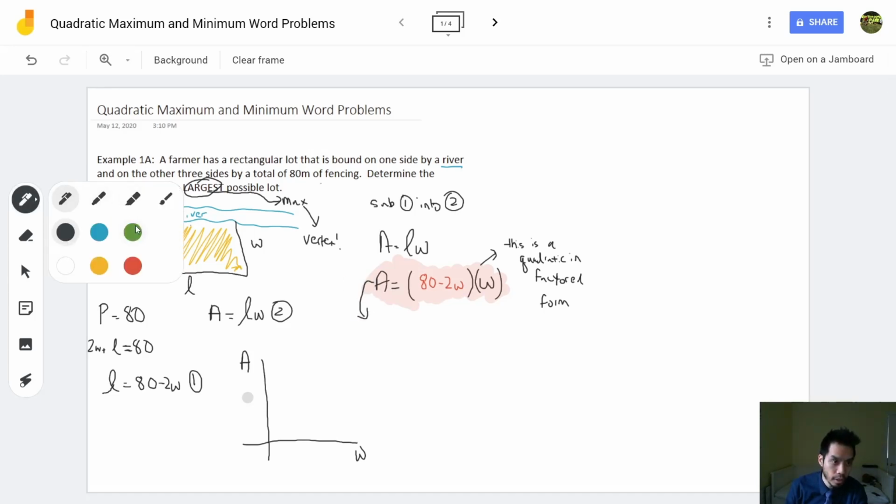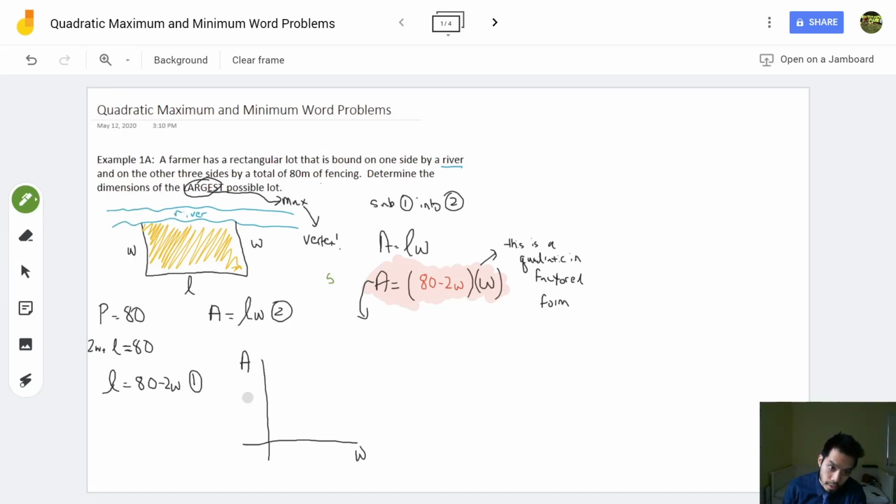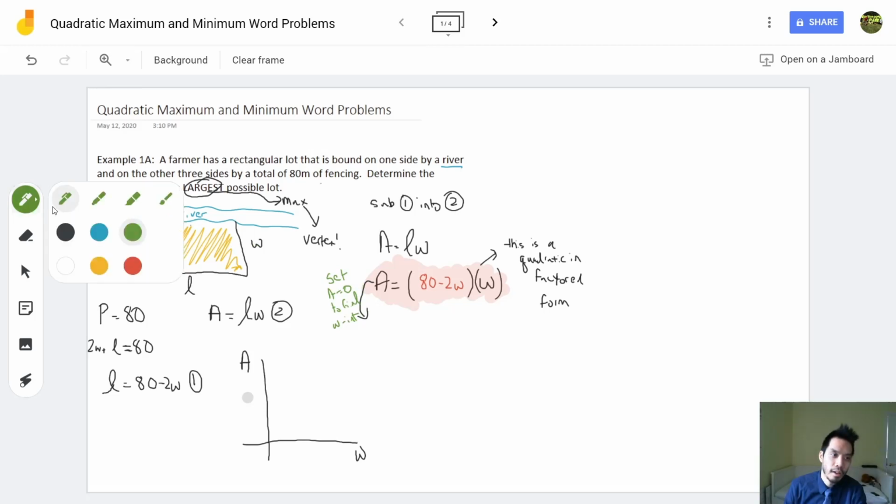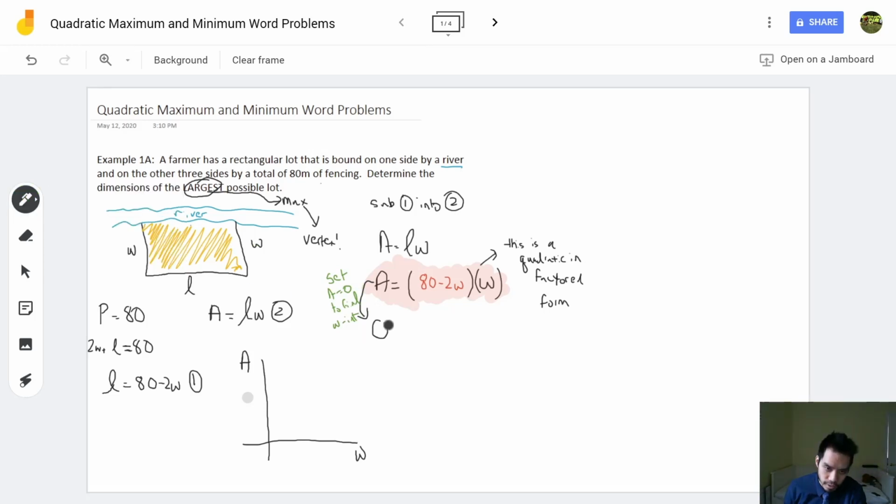Oops, we should change color here. Set a equals 0 to find the w-intercept. Okay, so we're going to set this equal to 0. And now, when we have a factored expression equal to 0, we can easily separate this into two linear equations where they equal 0.